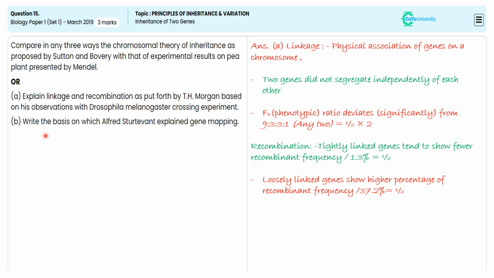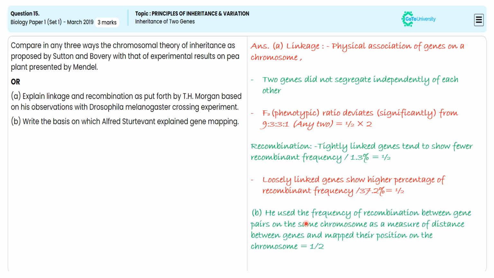In the second sub question, they are directing us to specify on which basis Alfred Sturtevant explained gene mapping system. For this, we are specifying he used the frequency of recombination between gene pairs on the same chromosome as a measure of distance between the genes and mapped their position on the chromosome. For this illustration, we are getting half mark. In this way, we are satisfying the overall 3 mark demand of this subjective question.